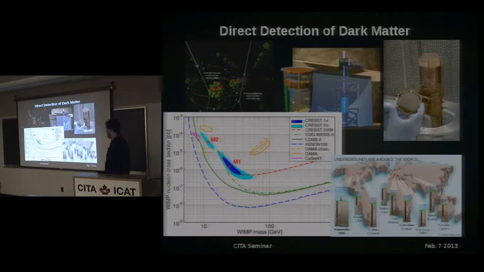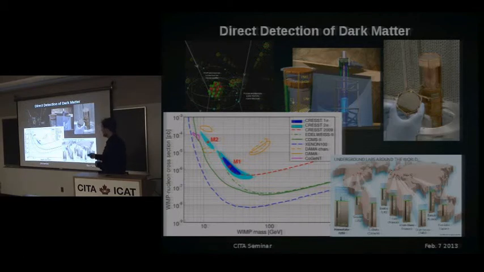And there's quite a big effort going on all over the world, oftentimes in underground labs. And this is the current situation. This actually already has become a little bit out of date. There are some more recent exclusion curves from the XENON100 experiment, which is currently kind of leading the pack. These are just exclusion curves in terms of the mass of the dark matter particle versus the WIMP-nucleon cross section.